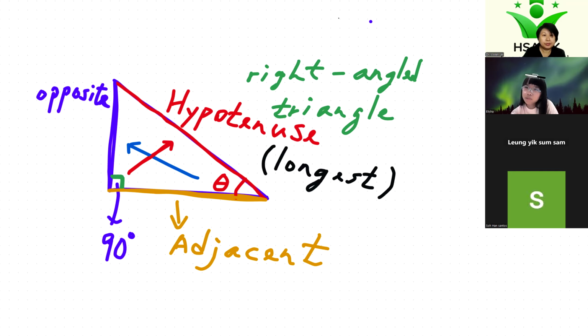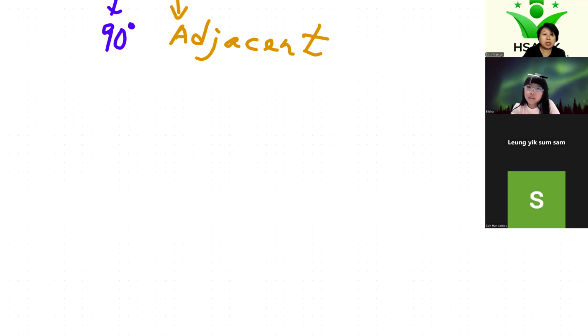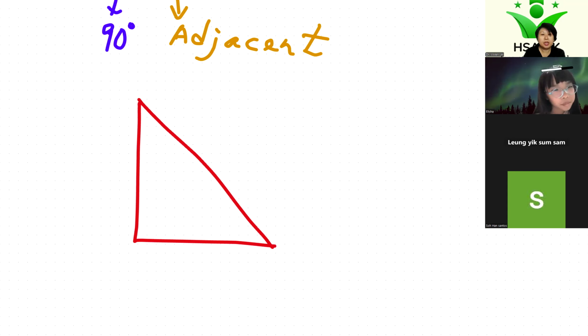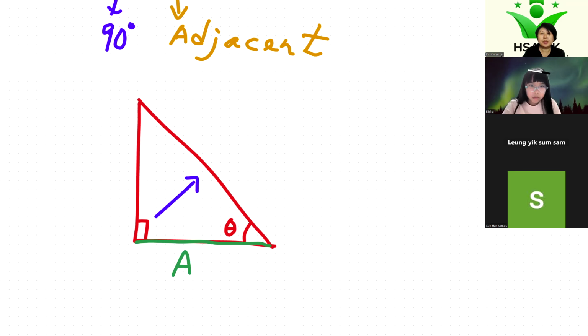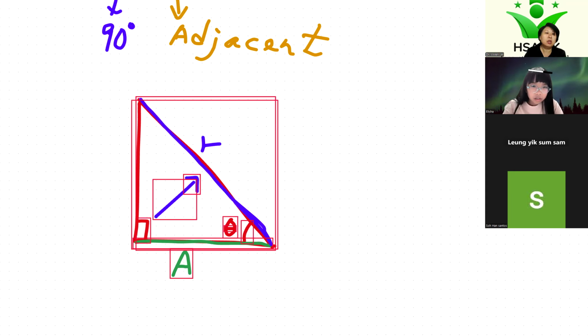Now, I use the first letter to do it. Okay, so I have the right angle, I have the theta. Remember, the right angle and the theta together we call adjacent. So I use the A to stand for adjacent. And opposite to the right angle, the 90-degree angle, is the hypotenuse, the longest length of the right angle triangle. I use H to stand for hypotenuse.